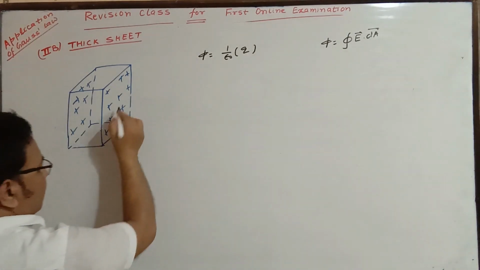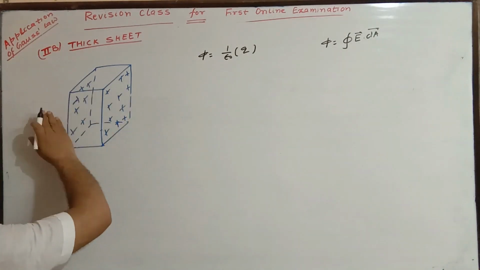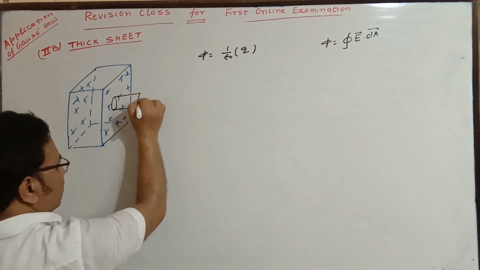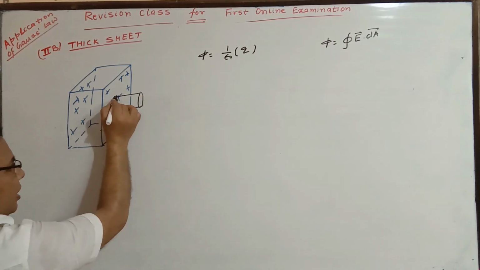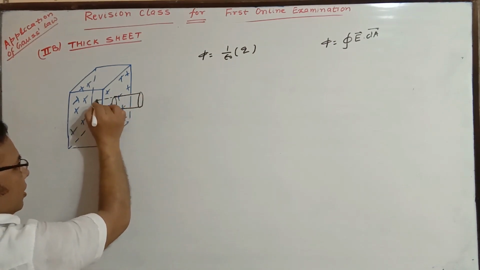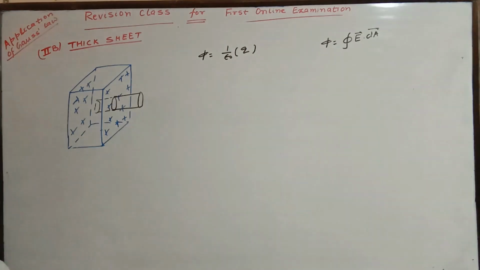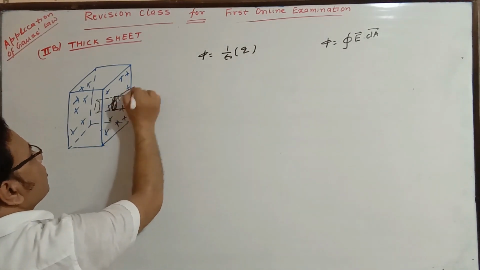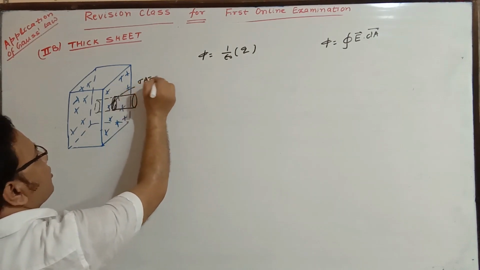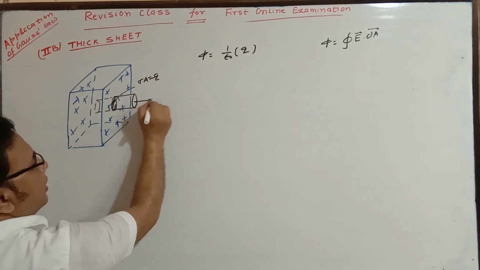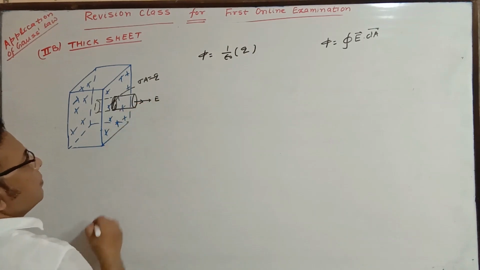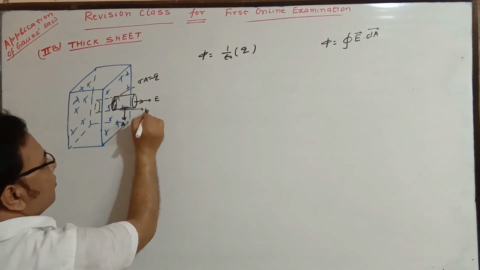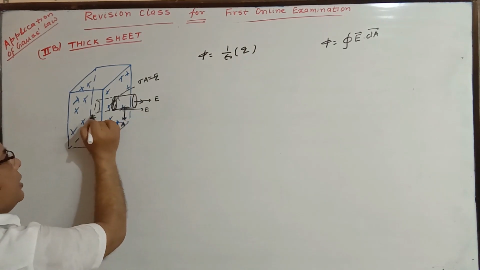For a thick sheet, charges are seen on both the faces. So if you are going to see from one side only, the same pillbox, half is inside, half is outside. Of the same length you can consider both sides. Here also, sigma into A is the charge enclosed. On this face, electric field and area vector are in the same direction. On the curved surface, area vector is in this direction, electric field in this direction. And inside the sheet, the electric field is 0.